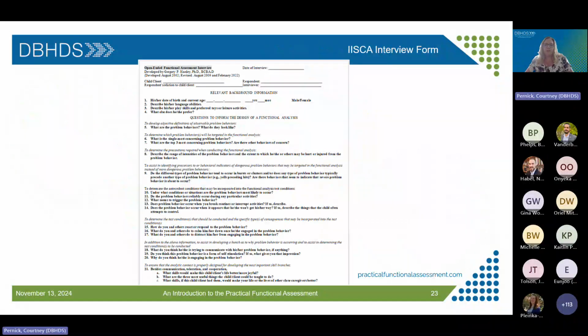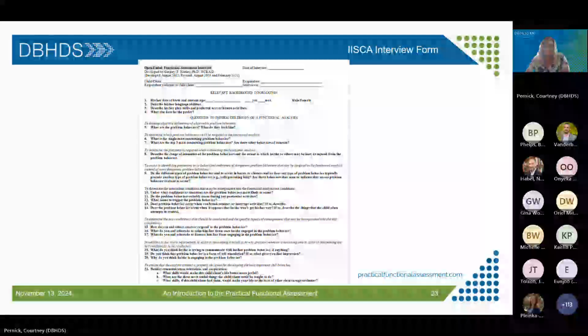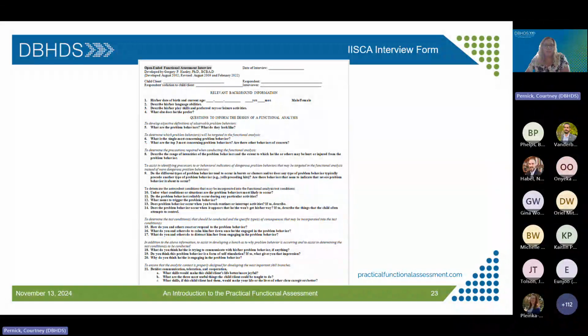Here's an example of the interview form that was developed by Dr. Greg Hanley. This, along with other materials, are made available to the public on the website practicalfunctionalassessment.com. At the top of the document, you'll see just demographic information. You can always modify this for confidentiality purposes. In this section, the interviewee should spend time understanding the person's language abilities. This helps better conduct the assessment if you know the individual's verbal repertoire. It's also important to ask questions about preferred leisure activities as well as preferred interactions.